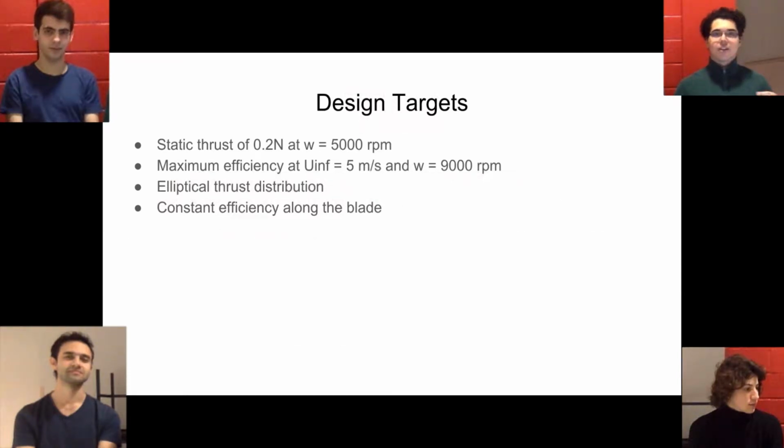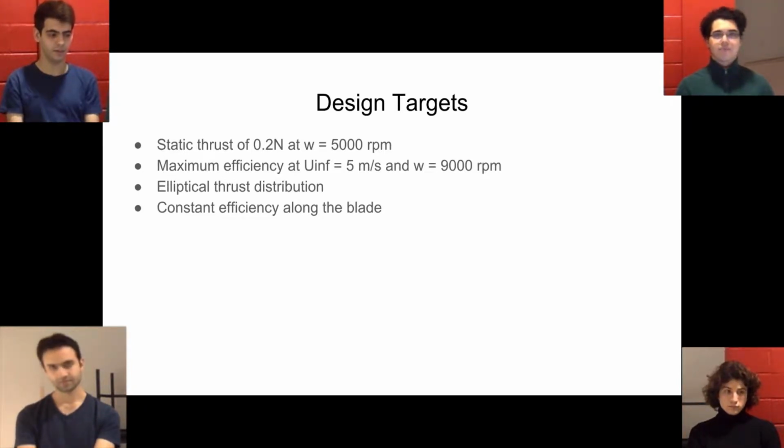We were given a series of design objectives to try and reach during the design of the propeller. The first of them was to have a specific static thrust at a specific RPM, that was 0.2 newtons at 5,000 RPM. And secondly, we were tasked to try and have our maximum efficiency at a given airspeed and at a given RPM. And those two numbers were 5 meters per second and 9,000 RPM.